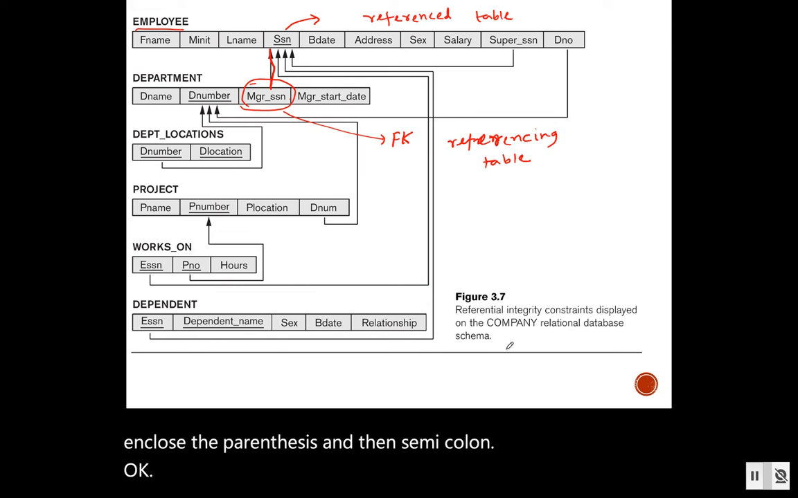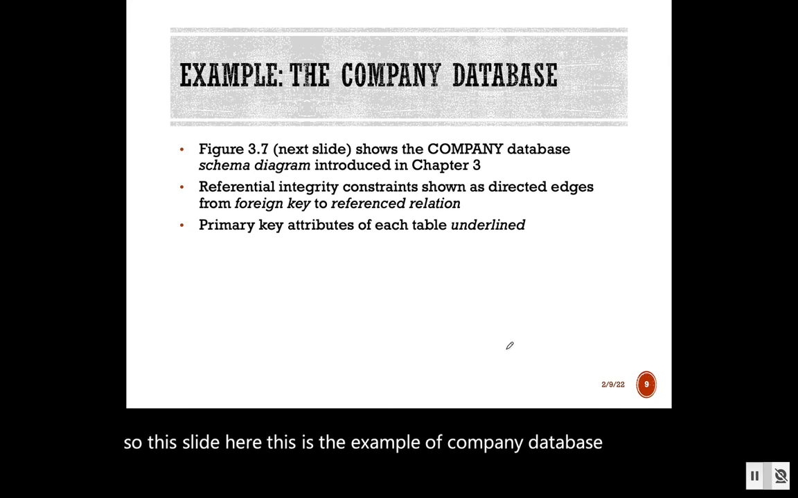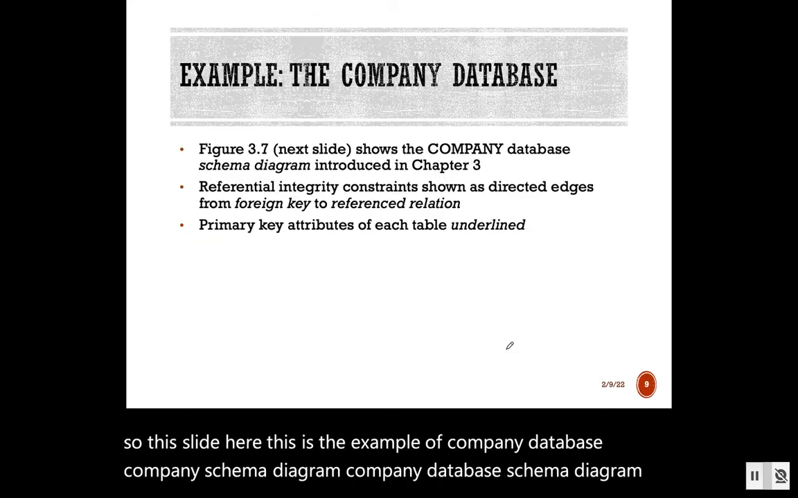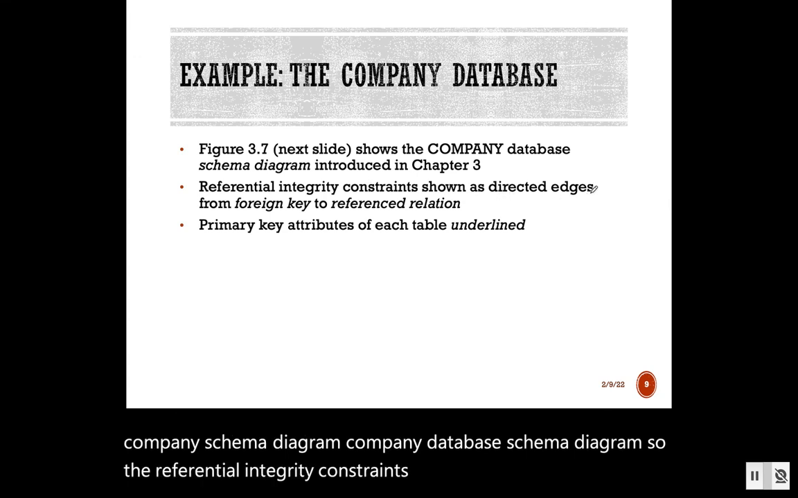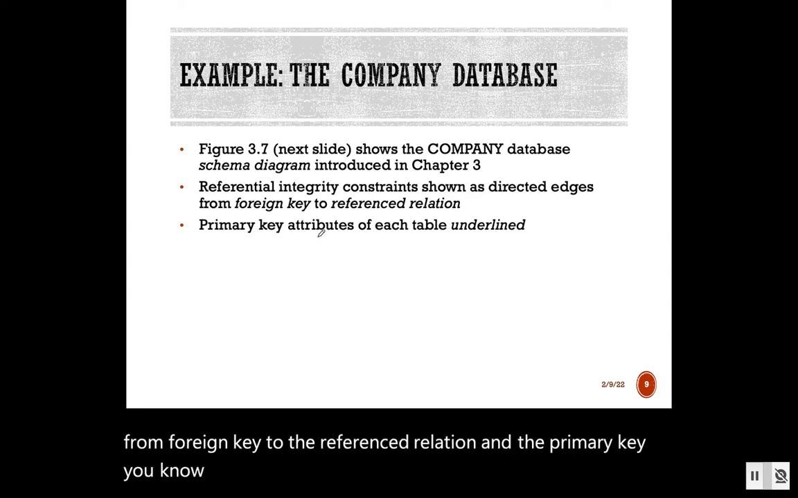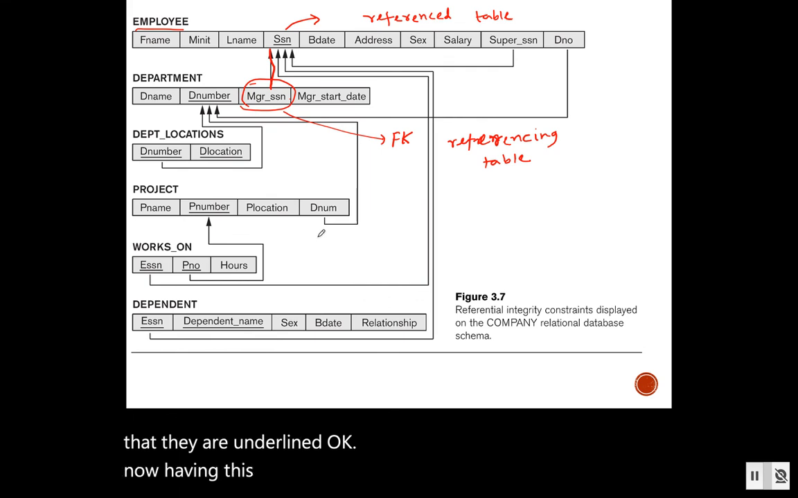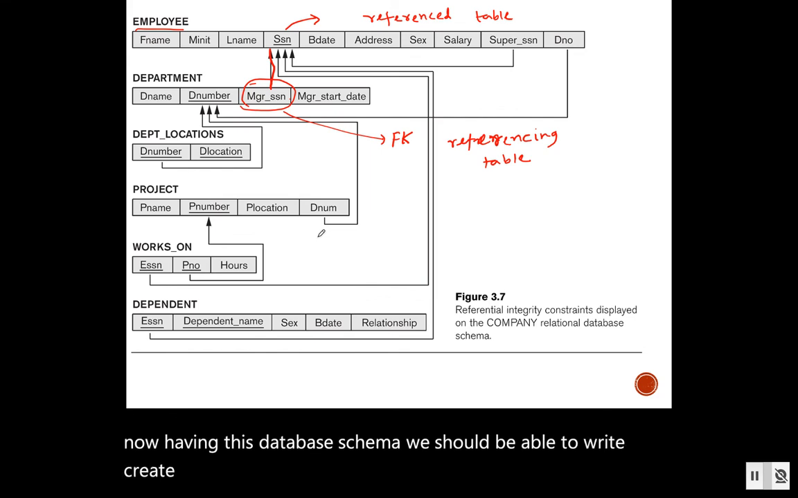So this slide here is the example of the company database, the company database schema diagram. The referential integrity constraints are shown as directed edges from the foreign key to the referenced relation, and the primary keys, you know, are underlined. Now having this database schema, we should be able to write a create table query for each of the tables.